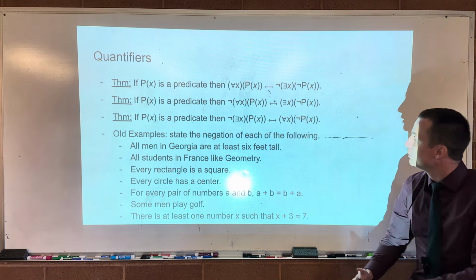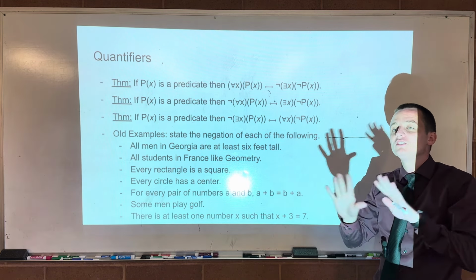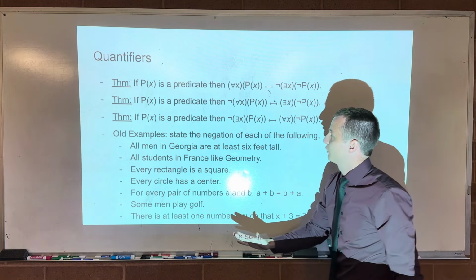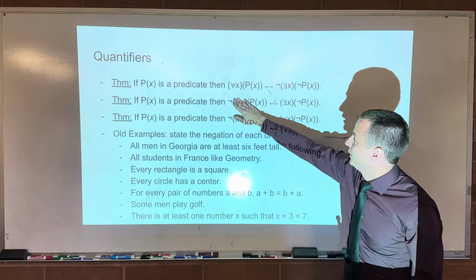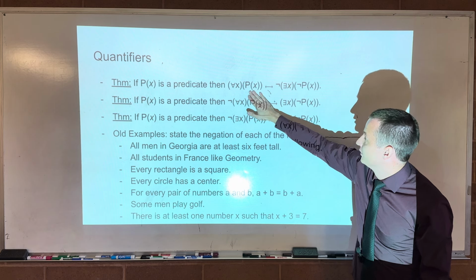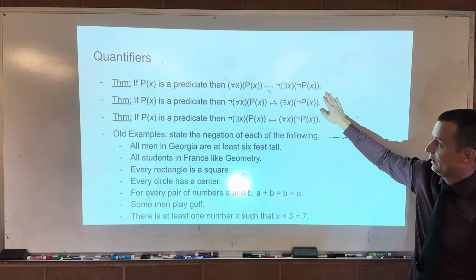Theorems that we're not going to prove, but try to get you to appeal to your intuition, and then you're going to see how to have a much easier time negating some of these statements that threw you for a loop in your homework. So theorem: if p of x is a predicate, then for all x, p of x is the same thing as not there exists x such that not p of x.